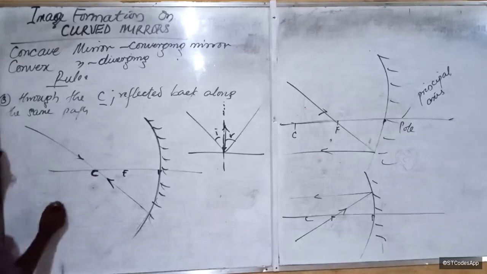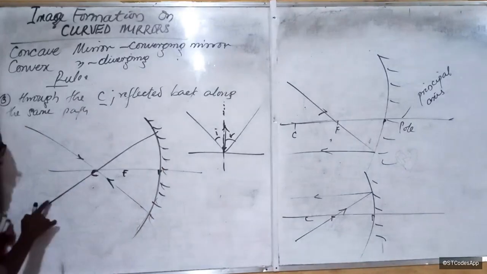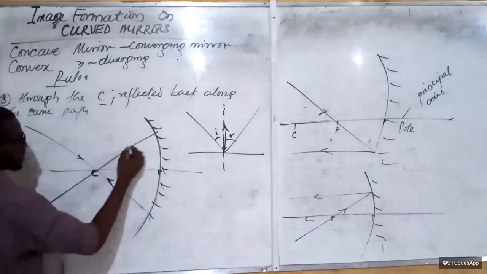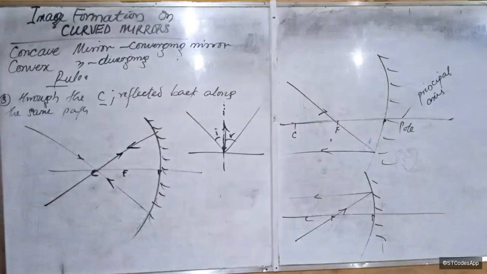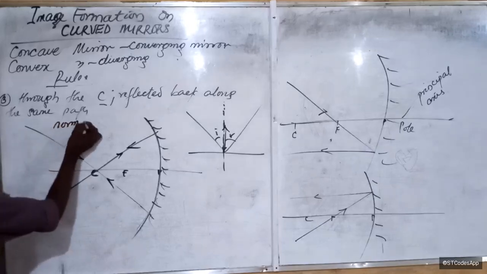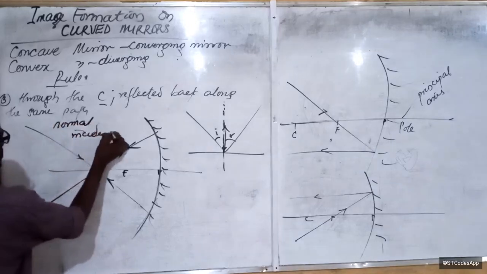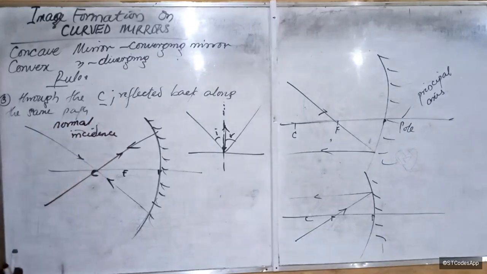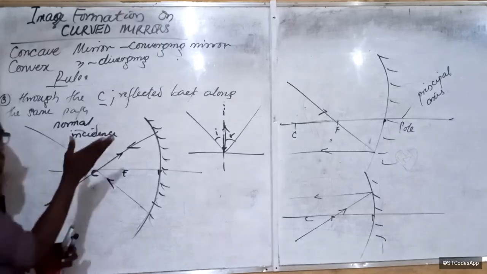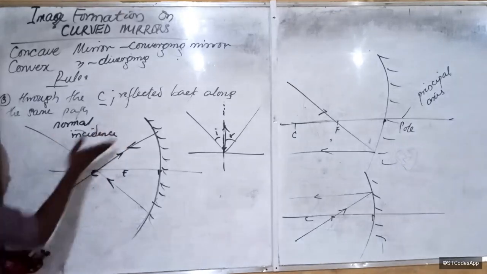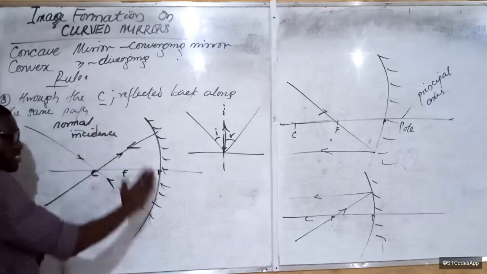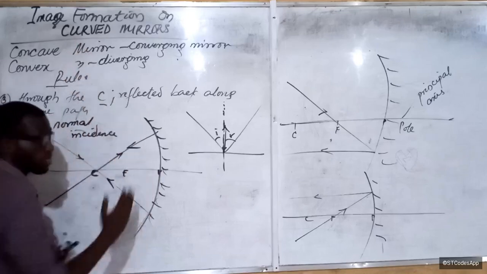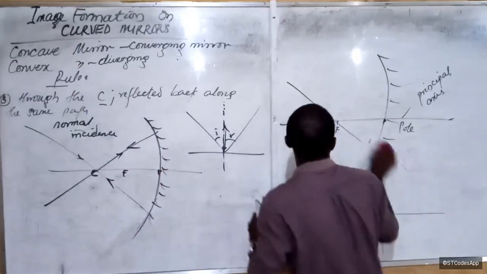Either way, the ray of light, as long as it is passing through the center of curvature, will surely go back along the same path. That is so because we said it is incident normally. That is normal incidence. And we say it is normal incidence because the line from the center of curvature is the normal to the plane of that curve.